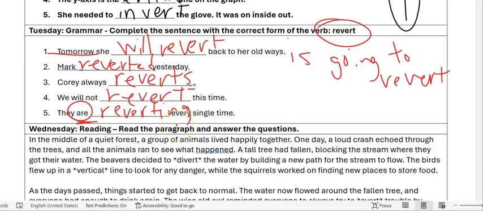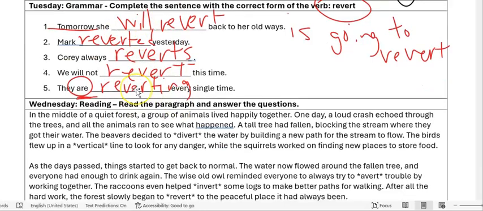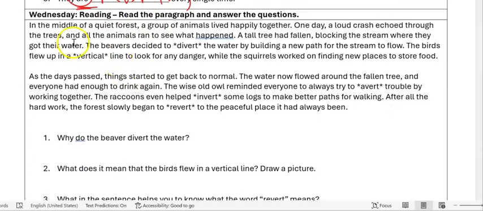All right. The next part is your reading. And let's take a look at our reading. I'm going to read it aloud. What I'll ask is that at home you follow along with me, and then you'll answer the questions.